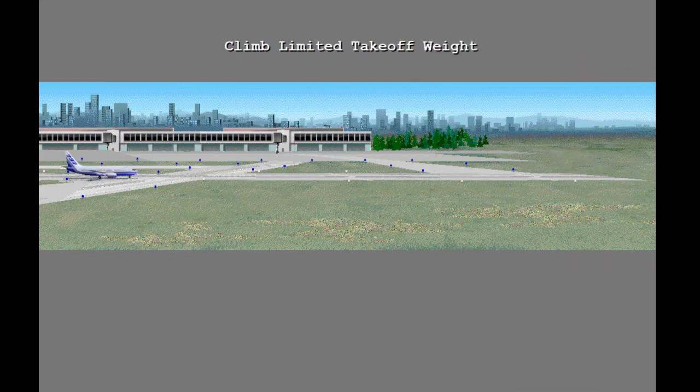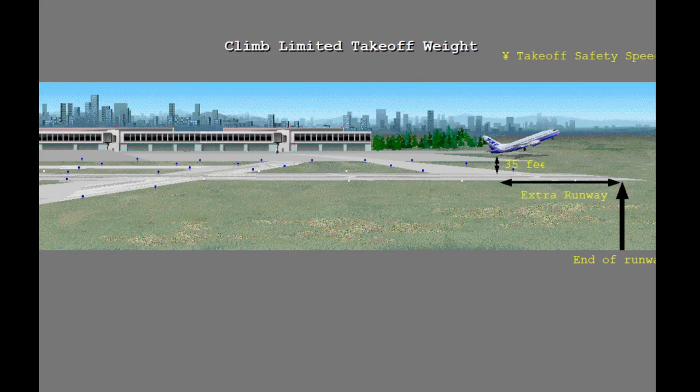Now, consider the case when the airplane's weight is climb limited. When taking off at a weight that is less than the field length limited weight, the airplane will reach the minimum V2 before the end of the runway. Therefore, there is extra runway available that can be used to accelerate the airplane to higher takeoff speeds.